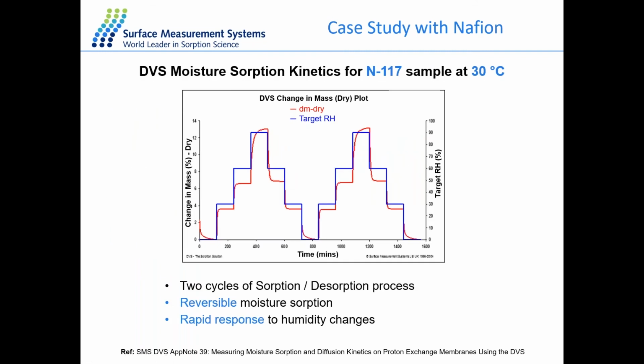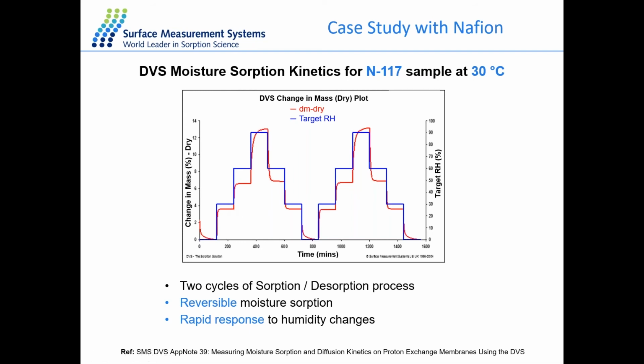Here is the moisture sorption kinetics for the N117 sample at 30 degrees. The blue line is the target relative humidity at each step, from 0 to 90 for sorption, back to 0 for desorption, and then the second cycle. The red line is the change of mass for the sample. This sample has a very rapid response to the humidity changes. It can reach a perfect equilibrium at the very beginning of changing the humidity and then stay at equilibrium for another 2 hours. And then the humidity will change to the next step.